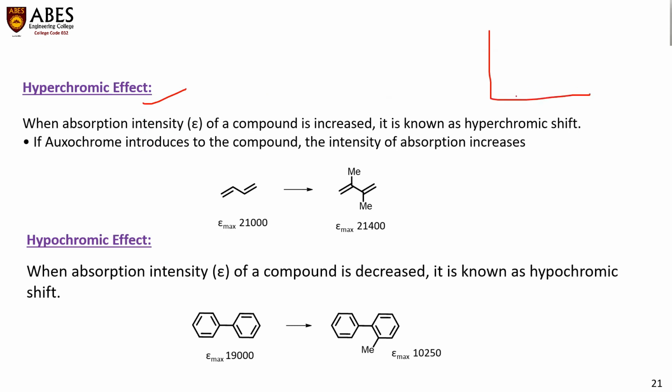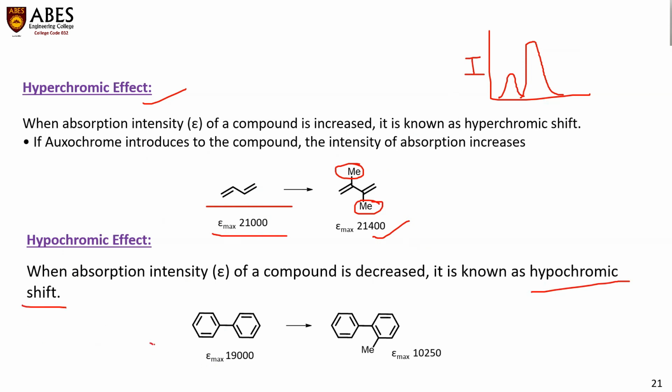When the intensity of lambda max increases, it is known as hyperchromic shift. For example, in butadiene, the absorption intensity is 21,000. When we introduce an auxochrome methyl, the intensity increases by 400. And when the intensity decreases, it is known as hypochromic shift.